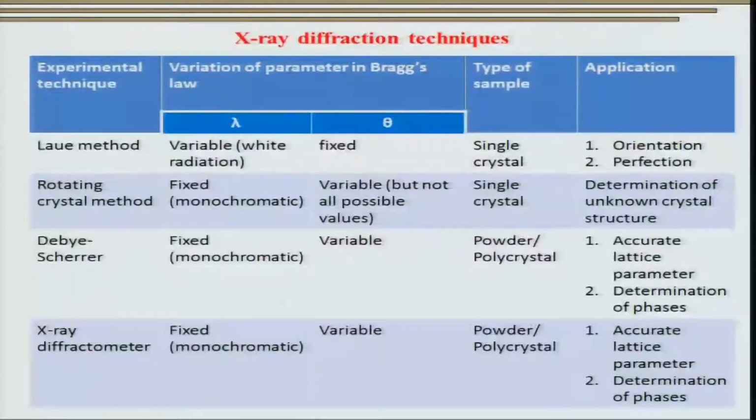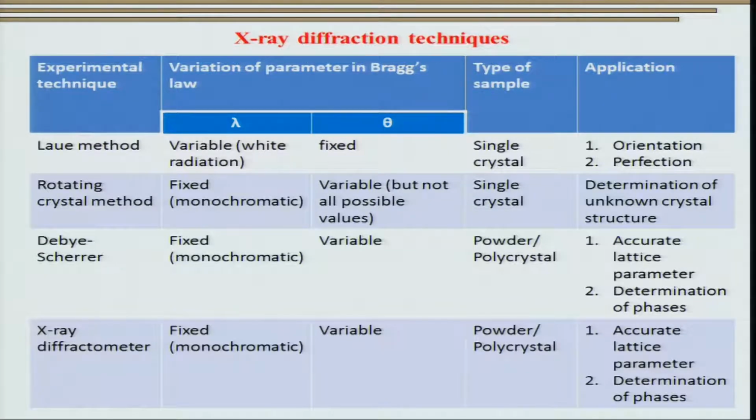Having said that, an even more challenging case is wherein we do not have any idea about the existing crystal structure of the material. In that case, not only is the reciprocal space orientation unknown, the reciprocal space itself is unknown, or rather the reciprocal space vectors are unknown. In order to map this reciprocal space, generally we use what is known as the rotating crystal method, wherein we use a fixed wavelength and the angle theta is varied over most of the values. This is essentially used to determine the unknown crystal structure.